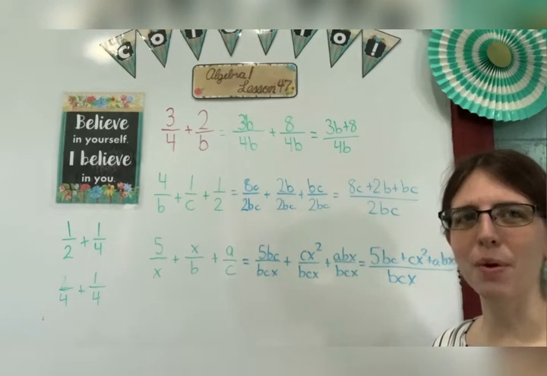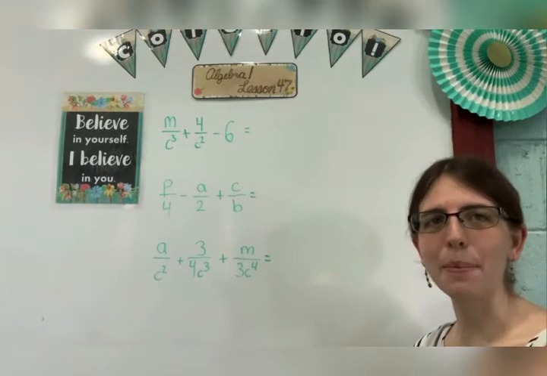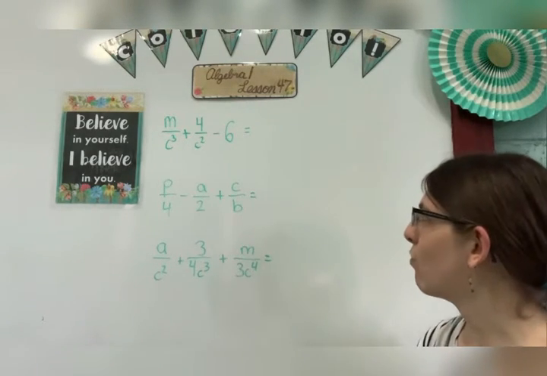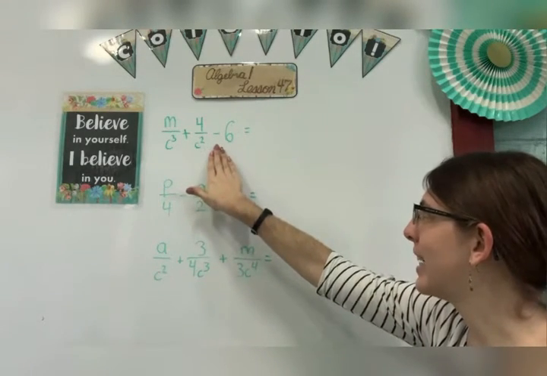Okay, let's try a couple more examples. Let us continue with these last three examples and then you'll go to your practice. M over C cubed plus 4 over C squared minus 6.